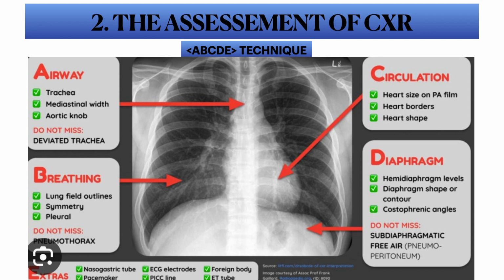Then we should check the circulation or cardiac shadow, where we check heart size, which shouldn't occupy more than 50% of overall the thoracic window. And if it's more, then it will be a cardiomegaly. Then we should check the diaphragm, which is normally higher on the right side than the left side by 2 centimeters due to the liver presence.